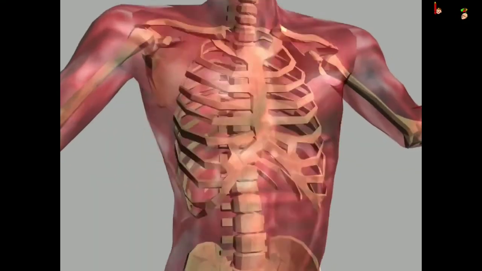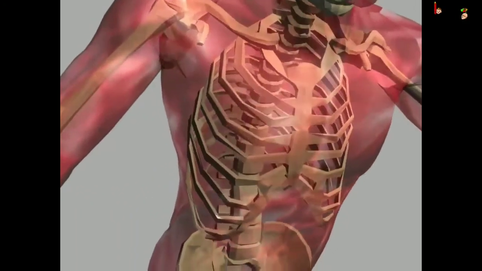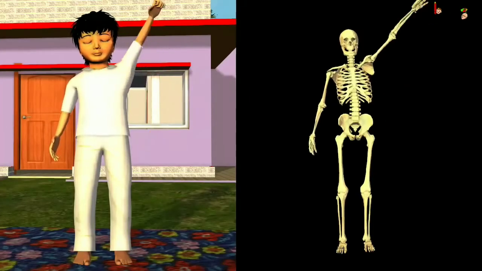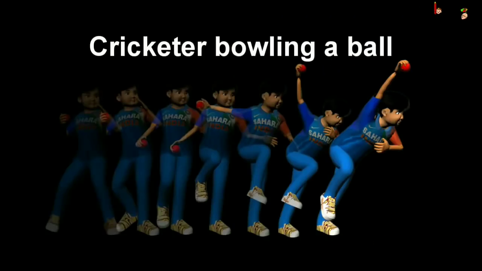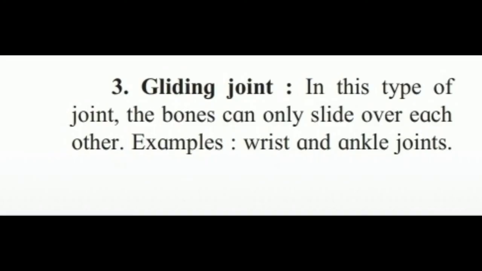See now the boy. Now this is a skeleton. See how it is moving. See the boy is rotating the hand and legs also. This cricketer is bowling the ball. So this is because of ball and socket joint. This joint is present at the shoulder and hip.